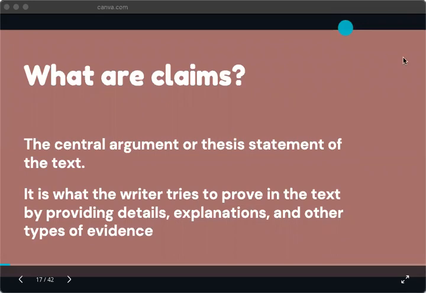Okay, next characteristic is that the claim must be specific and focused. There's nothing much to elaborate on this part because if the claim is unfocused, class, the paper will be too broad in scope, okay, and will lack direction or even a clear connection to support what you have provided there. So when you write, make sure that the claim is specific and focused.